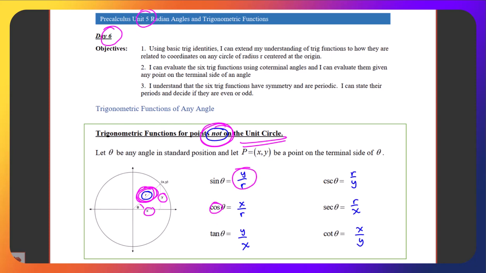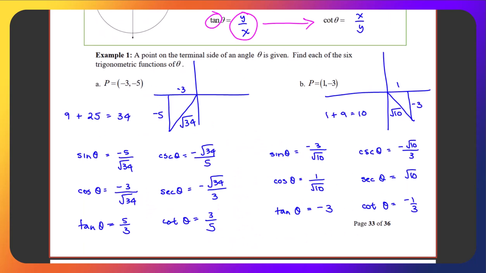Cosine is adjacent over hypotenuse. And then tangent is opposite over adjacent. And these guys are still the reciprocals: cosecant for sine, secant for cosine, and cotangent for tangent. And so the only difference, like we said, is that the hypotenuse or radius is not going to be 1, but we have the Pythagorean theorem.